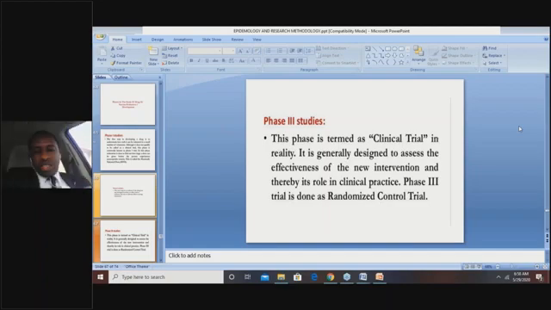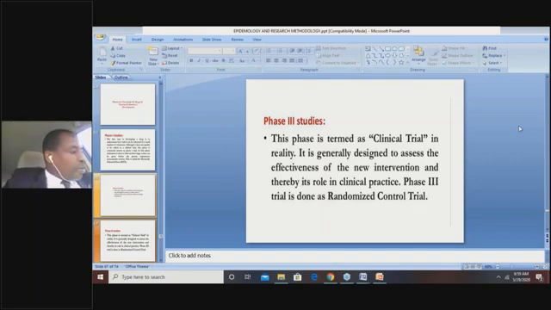So we move to phase 3 clinical trial. Phase 3 clinical trial is termed clinical trial in reality. That is where we do the extensive study. So we say it is generally designed to assess the effectiveness of a new intervention and its role in clinical practice.